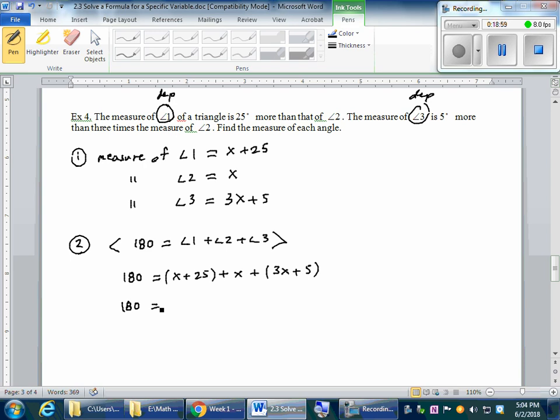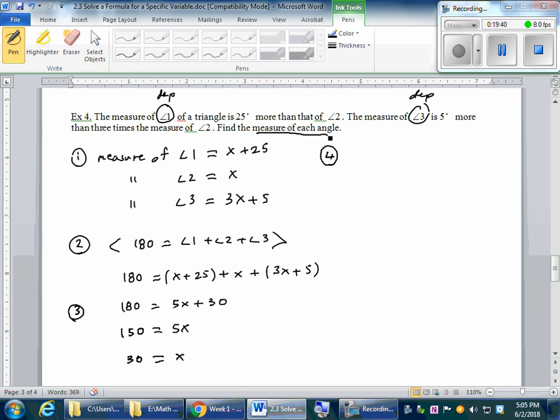Simplifying on the right hand side, after you drop all the parentheses, it will be x plus 3x, which will give me 4x, 25 plus 5 will give me 30. Now, solving this equation, I need to subtract 30 from both sides, which will give me 150 is equal to 5x, and dividing by 5 on both sides will give me 30. This allows us to interpret our last step, which is they want you to find the measure of each angle.